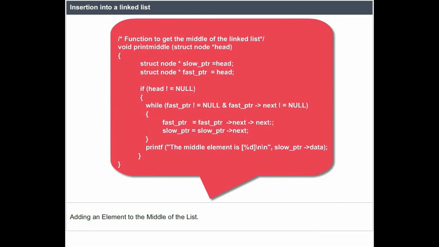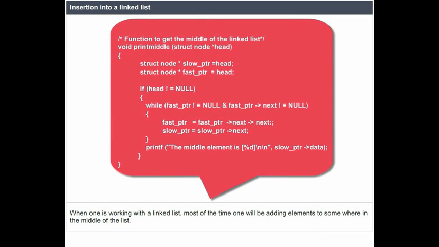Adding an element to the middle of the list. When one is working with a linked list, most of the time one will be adding elements to somewhere in the middle of the list. Exactly where the new element is placed depends on how one keeps the list, for example, if it is sorted on one or more data elements.